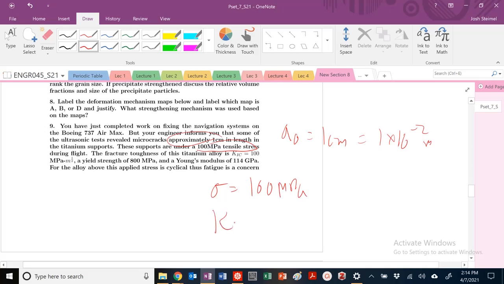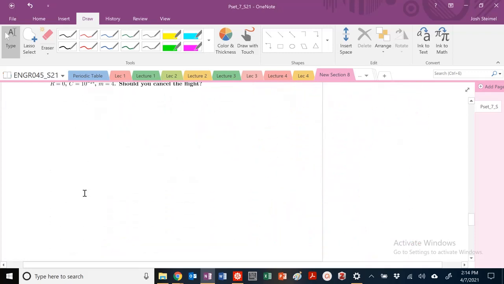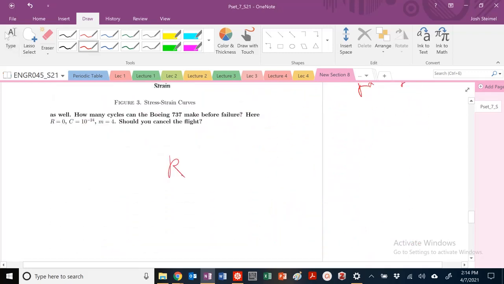Fracture toughness, so our K1C is equal to 100 MPa meter to the 1/2, and a yield stress and Young's modulus of this. For the alloy above this, the applied stress is cyclical, thus fatigue is a concern. And it's telling us that R is equal to 0. How many cycles to failure should you cancel a flight?